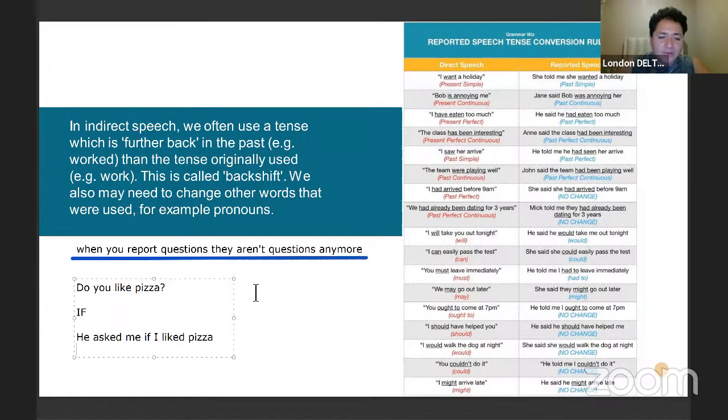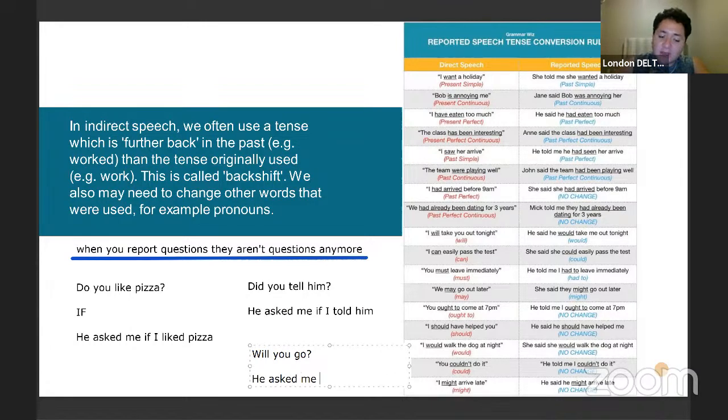Did you tell him? ¿Le dijiste? Entonces cambiaríamos en reported speech y diríamos, he asked me if I told him. Will you go? He asked me if I would go.